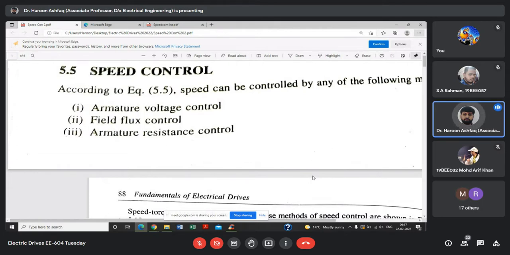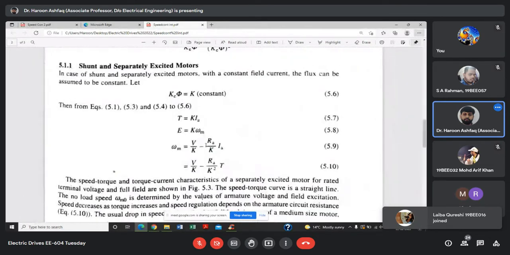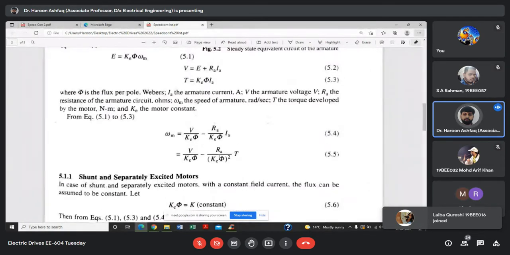So basically you have two types of controls: armature voltage control and field flux control. From where they arrive, and how you reach these conclusions, is that when you see these characteristics, let's go to this more basic one. Yeah, come to this one.